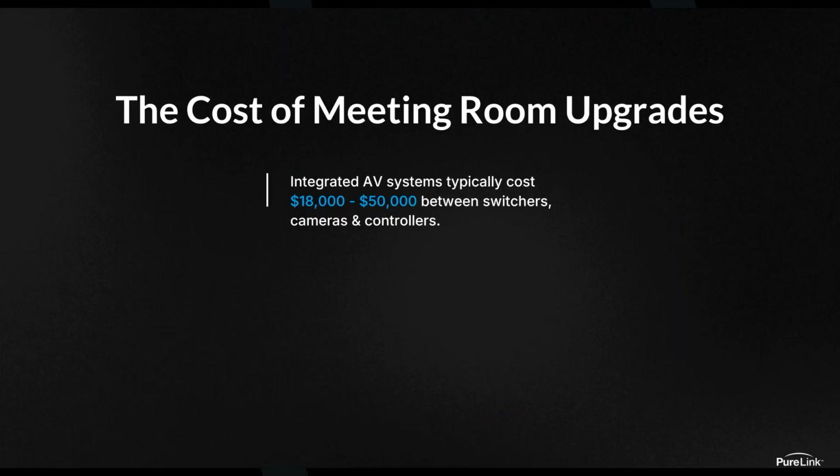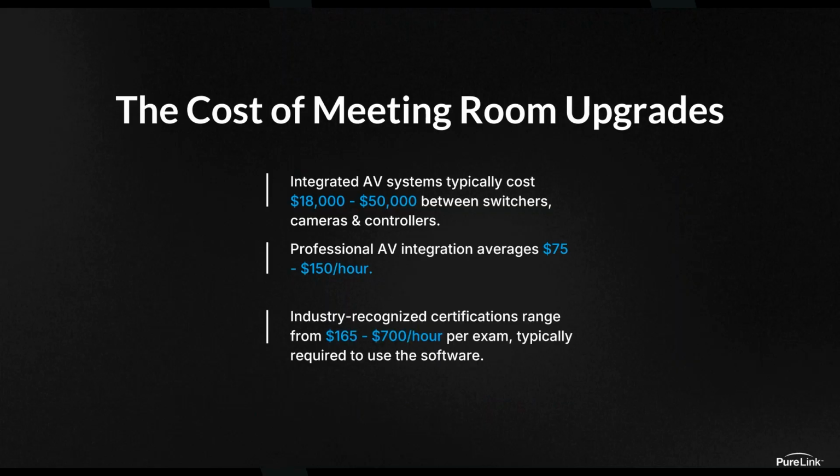Integrated AV systems typically cost between $18,000 to $50,000 between switchers, cameras, and controllers. Professional AV integration averages $75 to $150 an hour. Industry recognized certifications range from $165 to $700 an hour per exam, typically required to use the software.